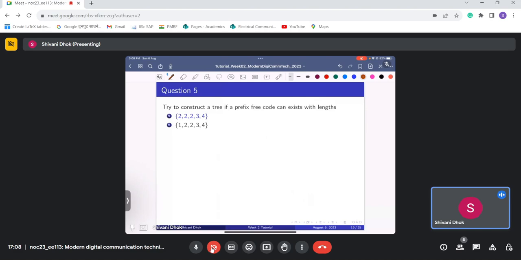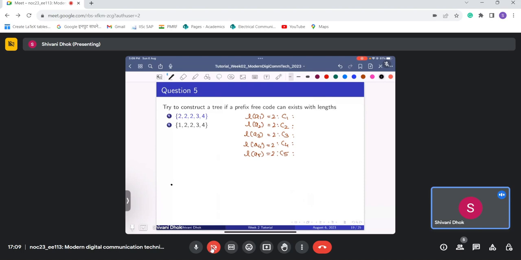So what we'll have is, we'll be having five codes like this. Here the length of A1 will be 2, length of A2 will be 2, length of A3 will be 2, length of A4 will be 3, and length of A5 will be 4. Okay. So now let's try to construct a tree using this given information. So let's say this is the root node.